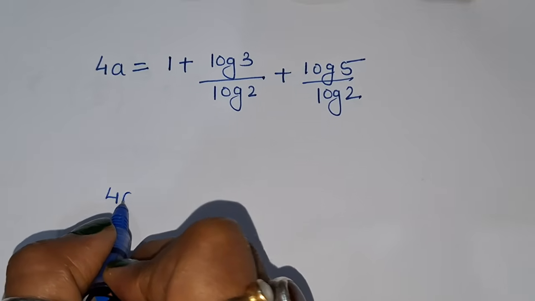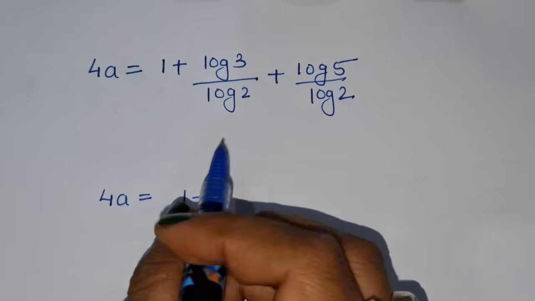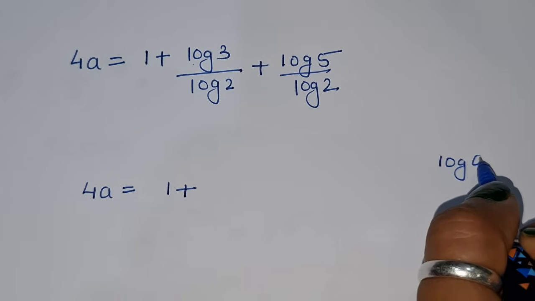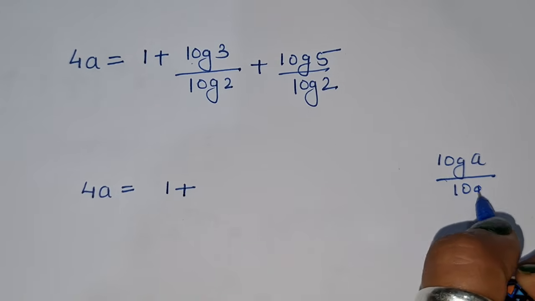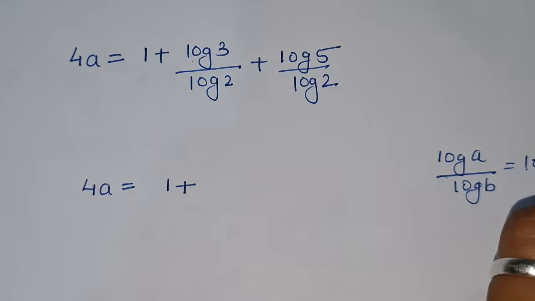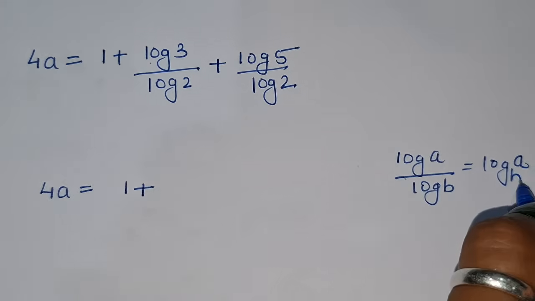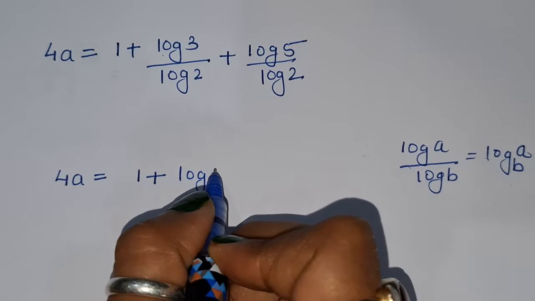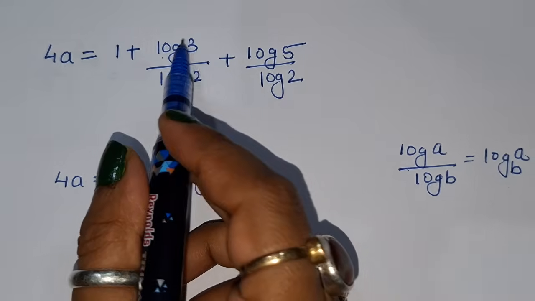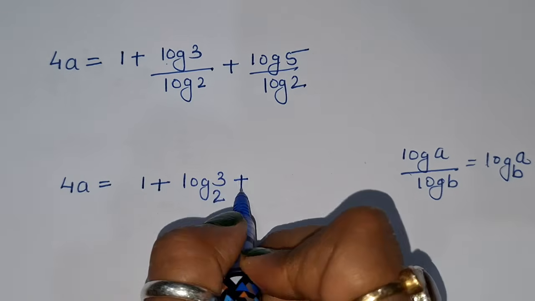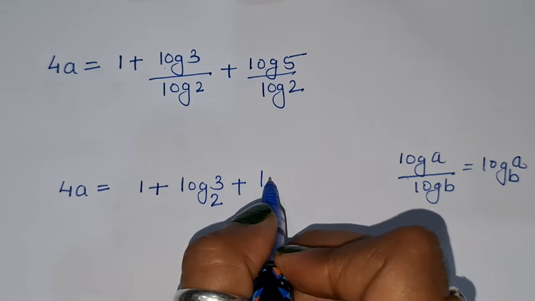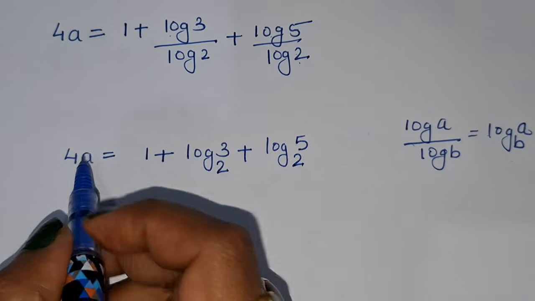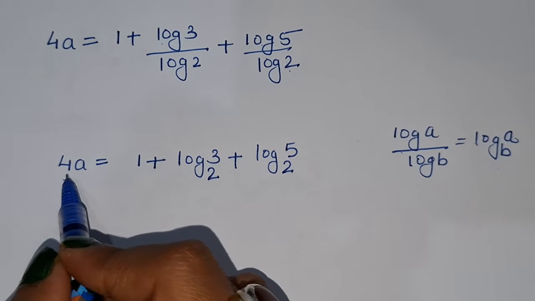So we can write 4a is equal to 1 plus, now this is log of 3 divided by log of 2. Here we are using one formula, that is log of a divided by log of b is equal to, we can write, log of a to the base b. This is the formula. So using this formula, we can write log of 3 to the base 2 plus log of 5 to the base 2. Now this is the value of 4a, but we have to find out the value of a.